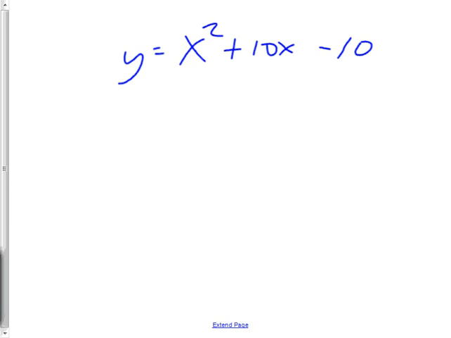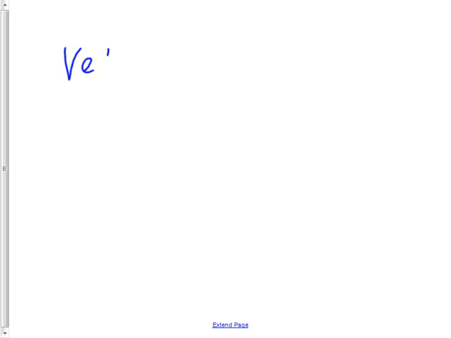So if I ask you for the vertex, I want to make a list for you of what you have to do. See, you already don't know. If I ask for the vertex, you should do what process that we just did 2 seconds ago? Complete the square.